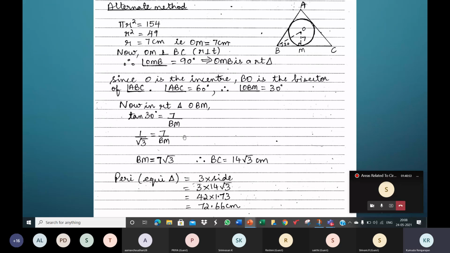All right. So now that we found BM, twice BM will be BC, 14 root 3. And now the perimeter. So we found the side. That's why we found BM. Why did we find BM? Because when we find BM, we can double it and find BC. And once you find BC, it's an equilateral triangle. All the sides are equal. So the perimeter is 3 times 14 root 3, which is whatever you see here, 72.66.